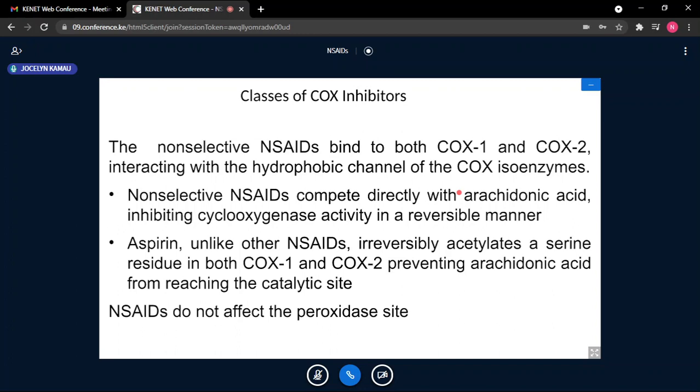They have the phenyl ring. That phenyl ring is a hydrophobic center. If you look at all the drugs, the structures I've shown you, they have either one ring or two rings. Those phenyl rings are hydrophobic centers, and those are the areas we are saying this enzyme, whether COX-1 or COX-2, will interact with, the hydrophobic channels of these COX isoenzymes.